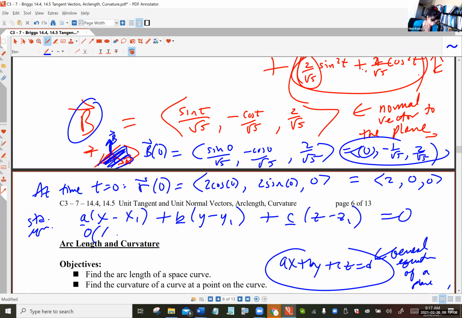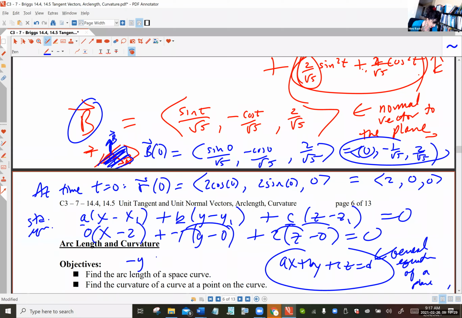So here I'm just going to have 0 times x minus 2, fine. And then the B is -1. I could use -1 over square root of 5, but I'm going to just use a multiple of that. And then y minus 0 plus 2 times z minus 0 equals 0. Cleaning this up by distributing, I get -y plus 2z equals 0. And there is the equation for the plane that contains big T and big N.